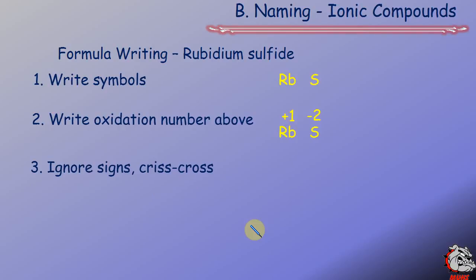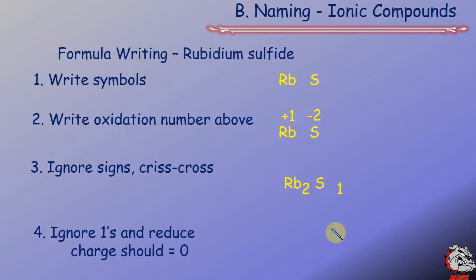Step 3 is you ignore the signs, and you do what I call a crisscross. You have the 1 and the 2, you ignore the signs, and you literally crisscross them like this. So the 2 goes behind the rubidium, and the 1 goes behind the sulfur right there. Step 4, we're cleaning some things up. You ignore any 1s because just having the symbol there is indicative that you have 1 of those atoms.